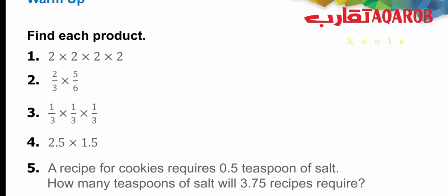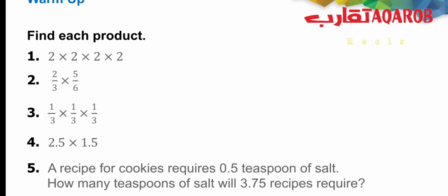When I say factors, here I'm talking about the numbers. I multiply them by each other. When I say the result of multiplying the factors by each other, I'm talking about the product. Now, in the first example here, the product will be the result of multiplying 2 by 2 by 2 by 2, multiplying 2 by itself 4 times.